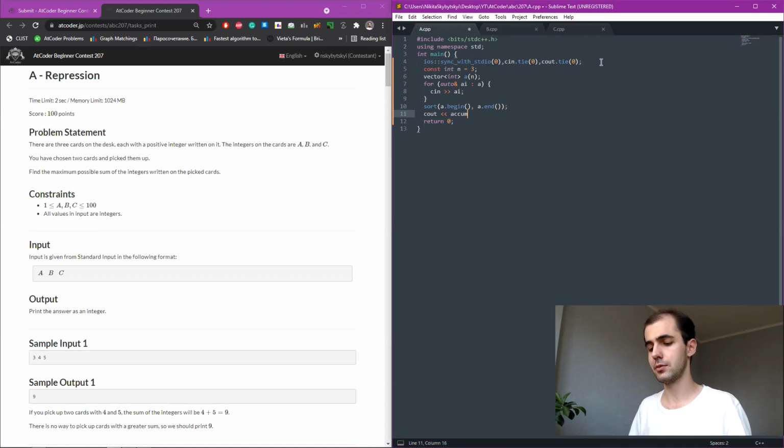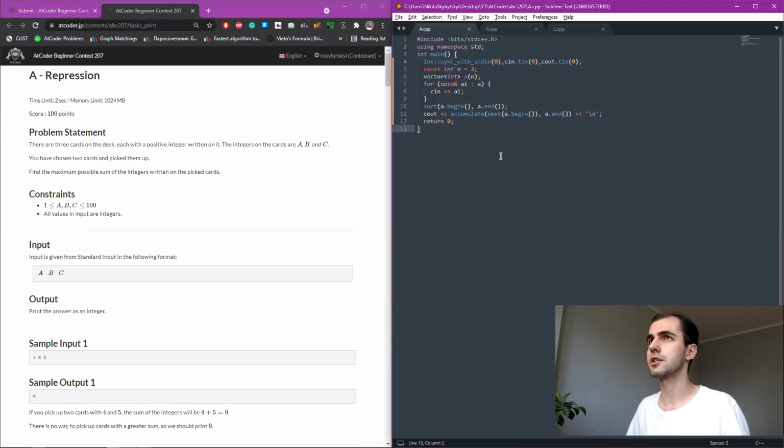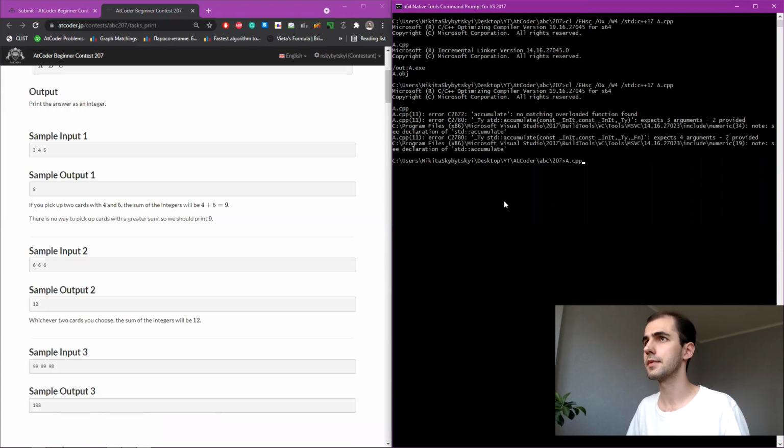Well, you say accumulate, then what do you say? I want to skip the first element. That's exactly what I do by calling next of A begin. And then you want to go all the way till the end, and that's how I write this down, right? So hopefully I wrote it in the correct file.